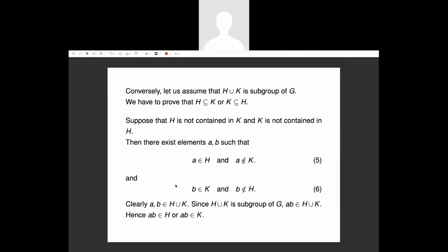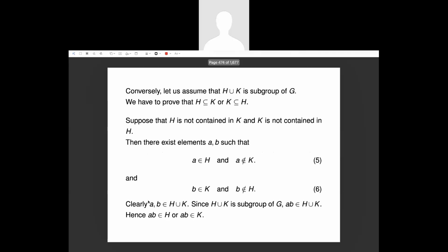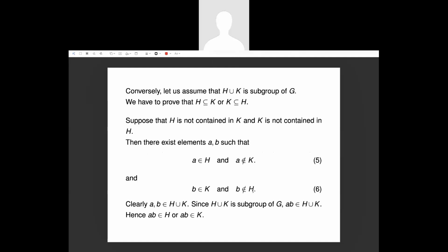Clearly a, b are elements of H union K. Since H union K is a subgroup of G, ab is also an element of H union K. And if ab is an element of H union K, then ab is an element of H or ab is an element of K, by the definition of a union. So there are two cases. If ab is an element of H, and since a is an element of H, a inverse is also an element of H, thus a inverse ab is an element of H, which is a contradiction because b does not belong to H.